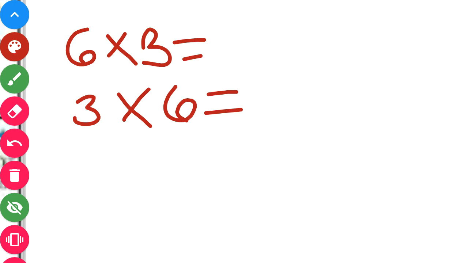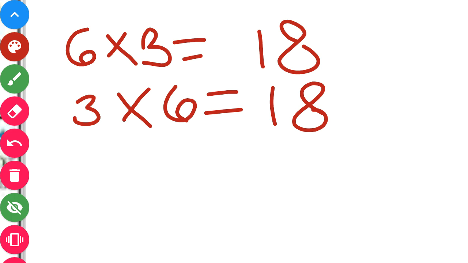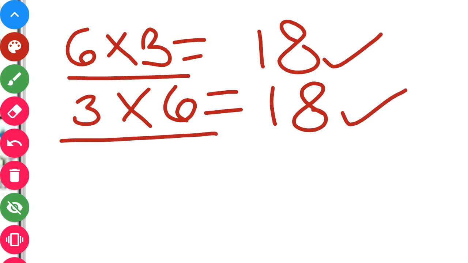So 6 3s are 18. 3 6s are 18. देखा, आंसर हमारा सेम है. ऑर्डर हमने बदल दिया, बट आंसर हमारा सेम है. ओके. So this was the fourth property of multiplication.